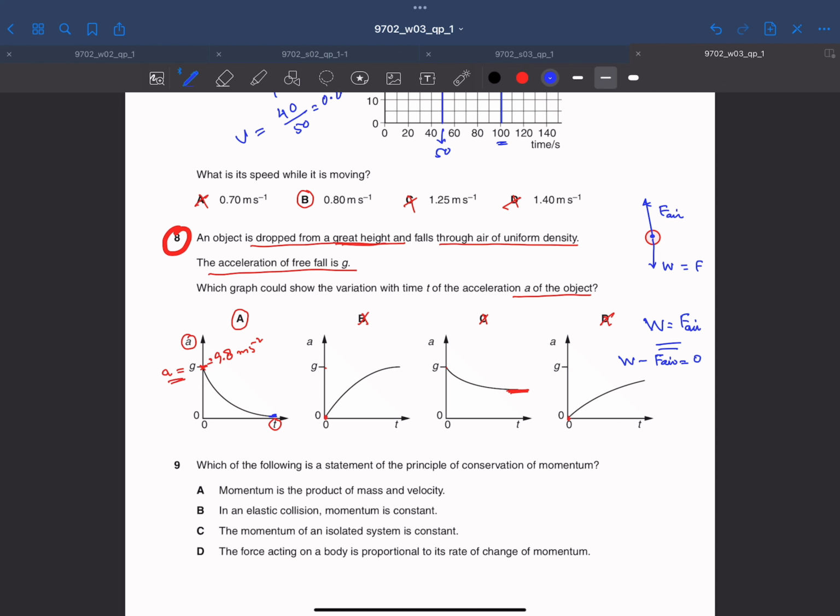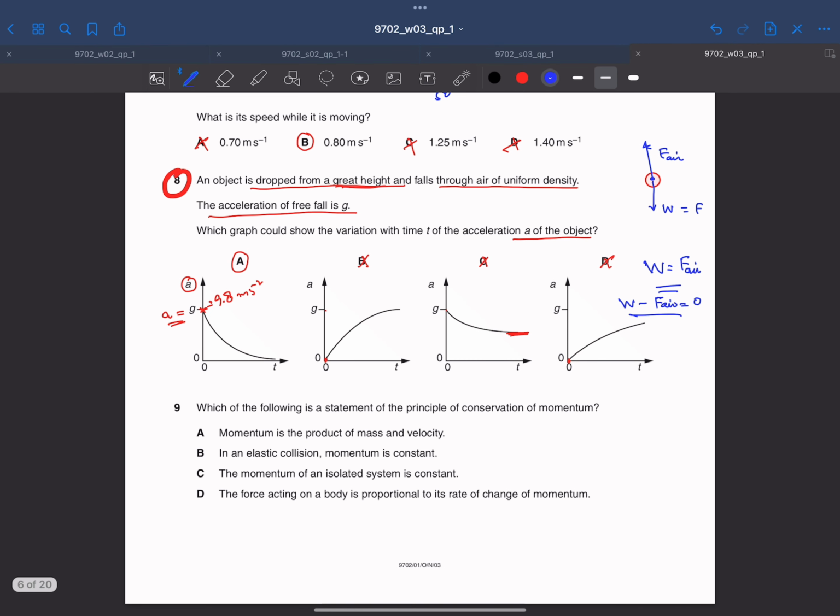This is important. The value of the acceleration is constantly decreasing, and at one point it becomes 0 as well, but they are not showing this 0 part. It is obvious that the acceleration is decreasing in this case, because the resultant force is decreasing. So this is what we have as far as question number 8 is concerned, from your October November 2003. These are a few questions which we have discussed today.